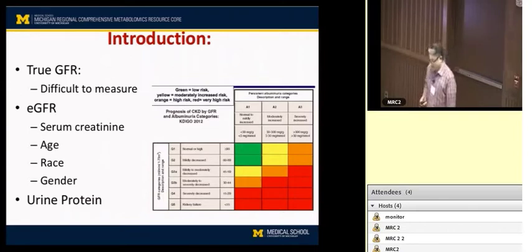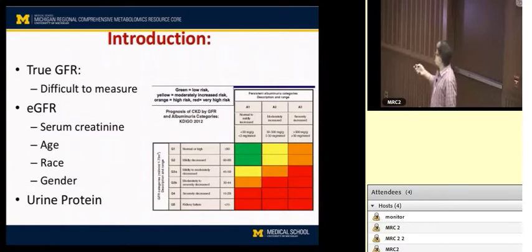So the first step to achieve that goal is identification of patients who are at risk. How are we going to do that? There are two biomarkers that we use very commonly in the practice of nephrology. One is estimated GFR, and the other one is urine protein excretion.